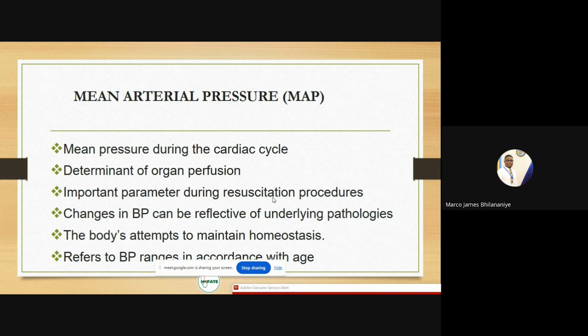Next slide. All of this is saying that changes in the blood pressure can be reflective of underlying pathologies. The body attempts to maintain homeostasis. So you have to think of the ranges in accordance with age. Wherever you see changes in the blood pressure, you have to take action, making sure that these changes might have a lot of complications for the patient.